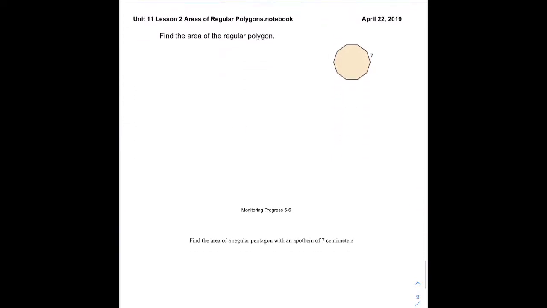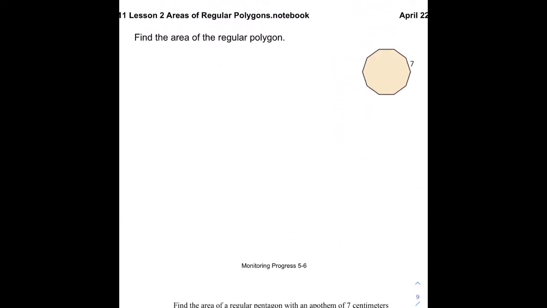All right. Find the area of the regular polygon. So I can't use base times height. I can't use 1/2 base times height. This is not anything in the parallelogram family. This is not a kite. This is not a rhombus. This is not a trapezoid. It's none of those. So I have to resort to the area of a polygon.